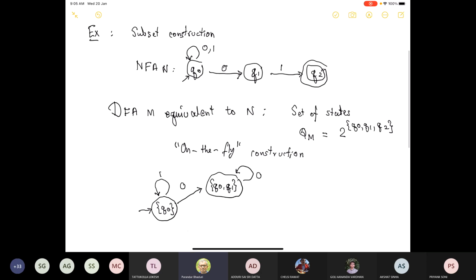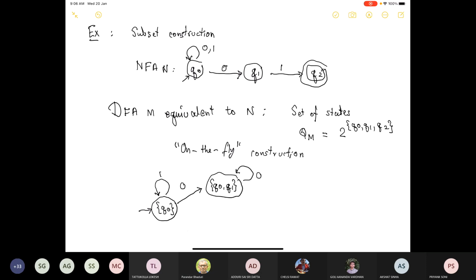Basically, you have to consider each of these states and the set of states where you can land up in, and then take the union of all those. That's how we defined the transitions of the DFA, right? So is this clear?